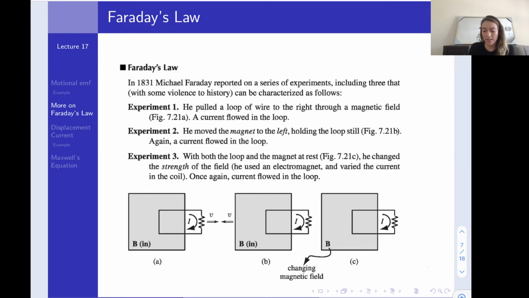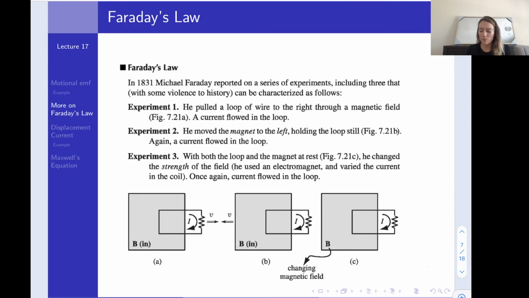Then he did a second experiment. He moved the magnet itself. So he kept the wire still. He held the wire still on some apparatus and then moved the magnet underneath it. And he saw that the exact same type of current would flow in that wire, just as when he had moved the wire itself and left the magnet still. Then the third thing he did was he kept both the magnet still and the wire loop still, and he just changed the strength of the magnetic field. And again, he saw that a current would flow.